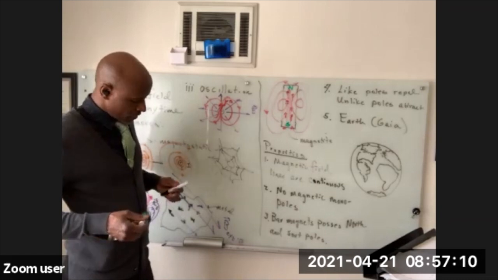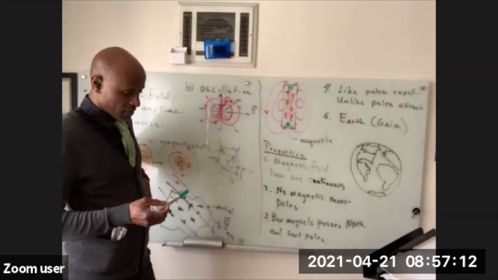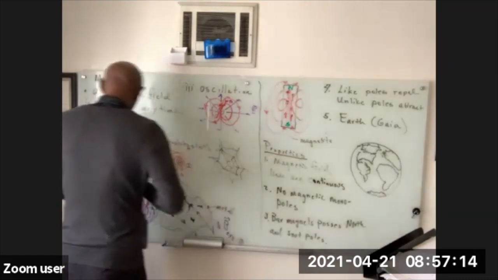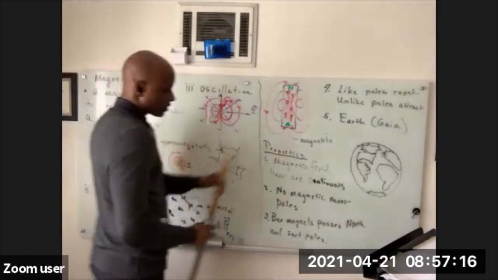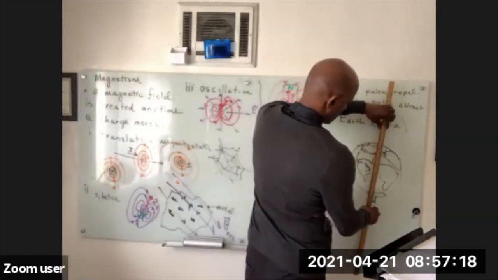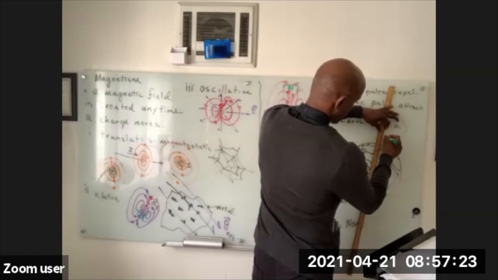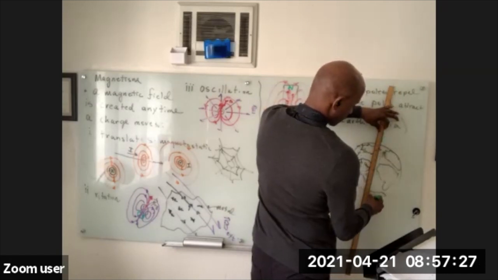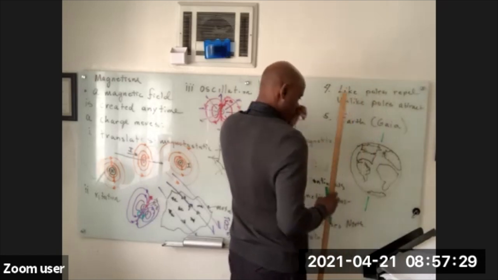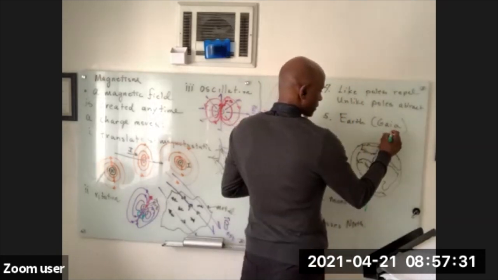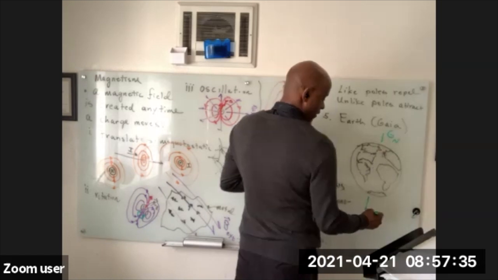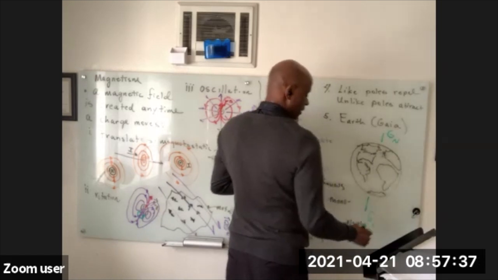Well, we know that there is a geographic North and South Pole, right? So the geographic North and South Pole is, let's say, straight up. And we know it's tilted, but let's say it's straight up. Well, it's tilted, so say it's something like this. So I'll say geographic North and geographic South Pole.